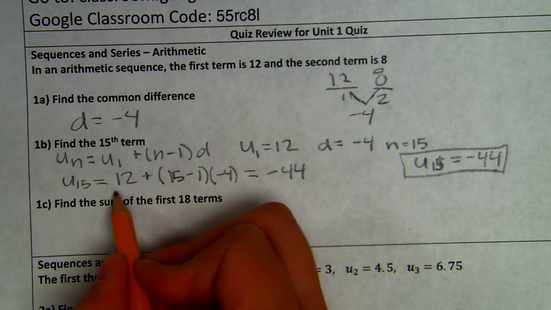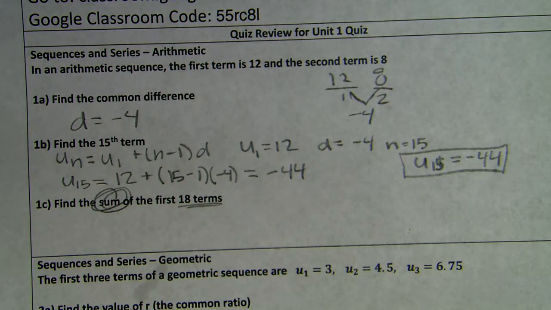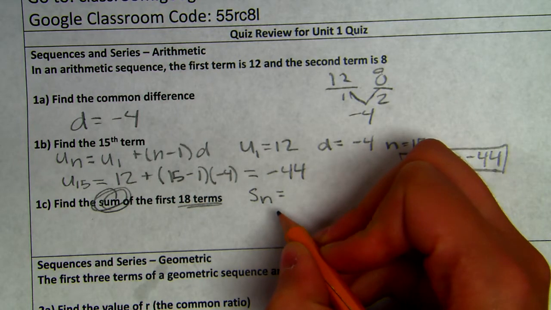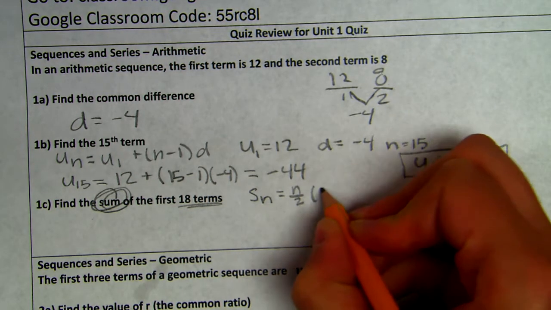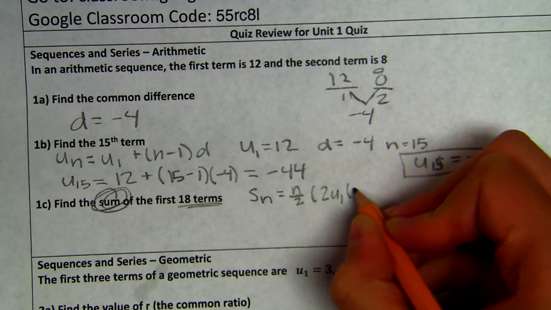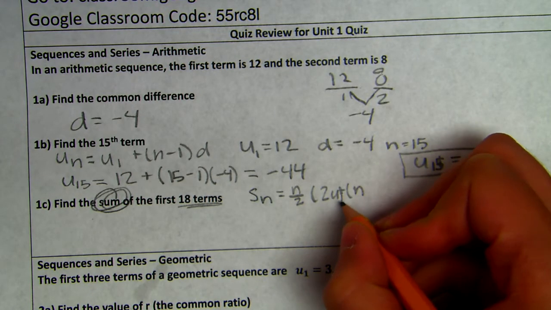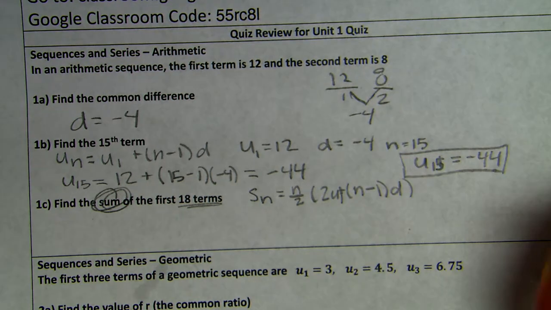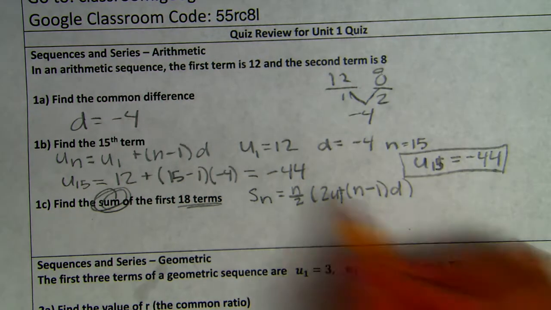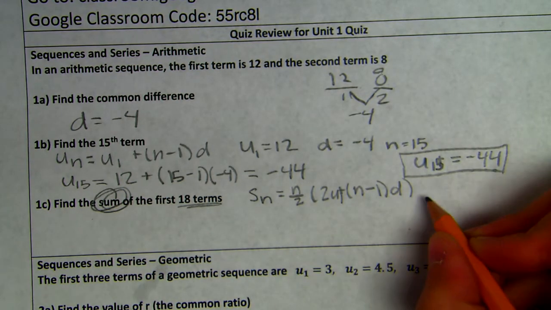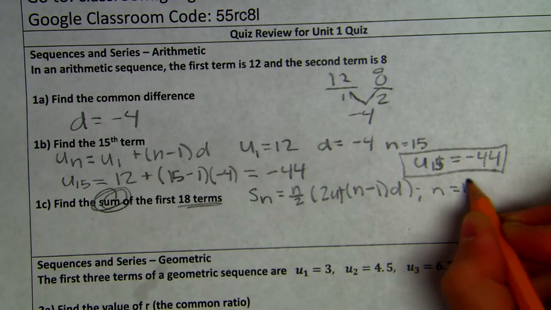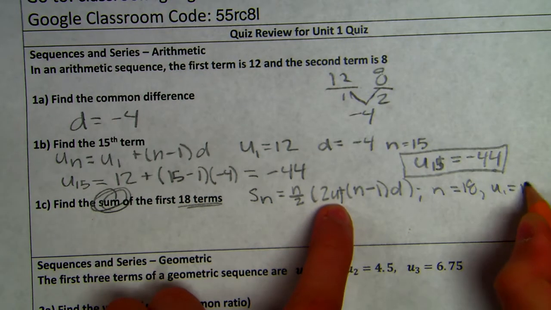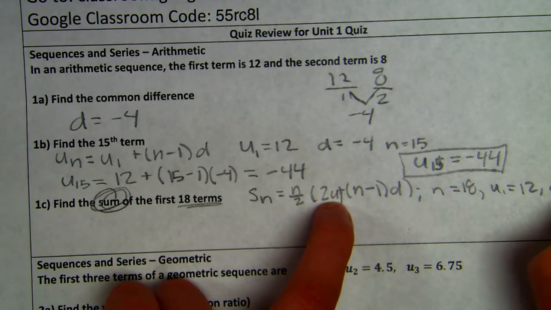The next one says find the sum of the first 18 terms. So our formula for the sum, S sub n equals, let me look it up, n over 2 times 2 u1 plus n minus 1 times d. That looks right to me. Okay, we're going to go with that. We know that our n in this case is the number of terms that we're summing together. So n is going to equal 18. Our first term is still the same, that's 12, and our common difference is still the same too, negative 4.